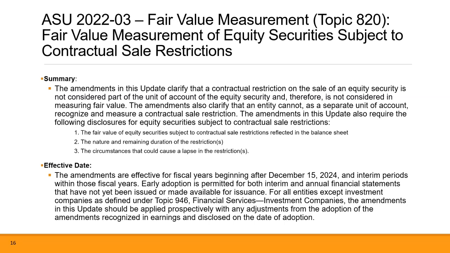And the FASB is issuing this update to number 1, clarify the guidance in topic 820 fair value measurement, number 2, to amend a related illustrative example, and 3, to introduce new disclosure requirements for equity securities subject to contractual sale restrictions that are measured at fair value in accordance with topic 820. Stakeholders asserted that the language in the illustrative example resulted in diversity in practice on whether the effects of a contractual restriction that prohibits the sale of an equity security should be considered in measuring the equity security's fair value. And the effective date of this ASU is going to be for fiscal years beginning after December 15th, 2024.